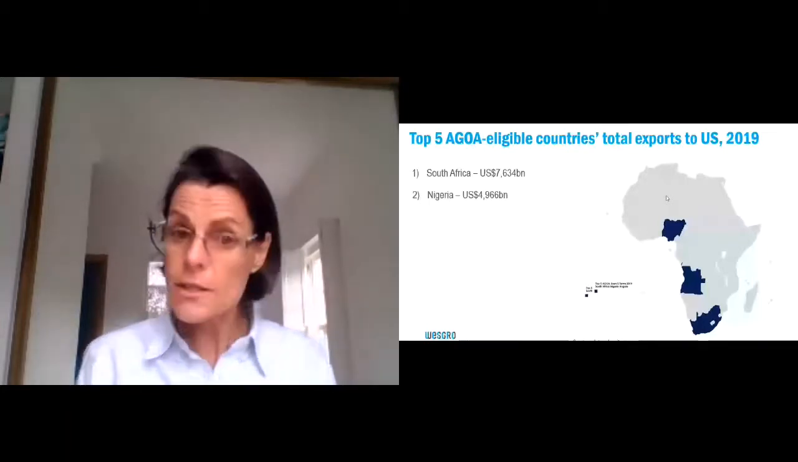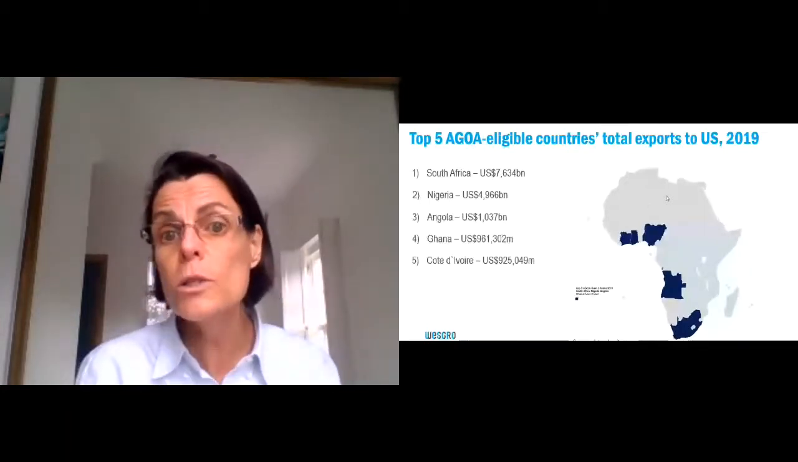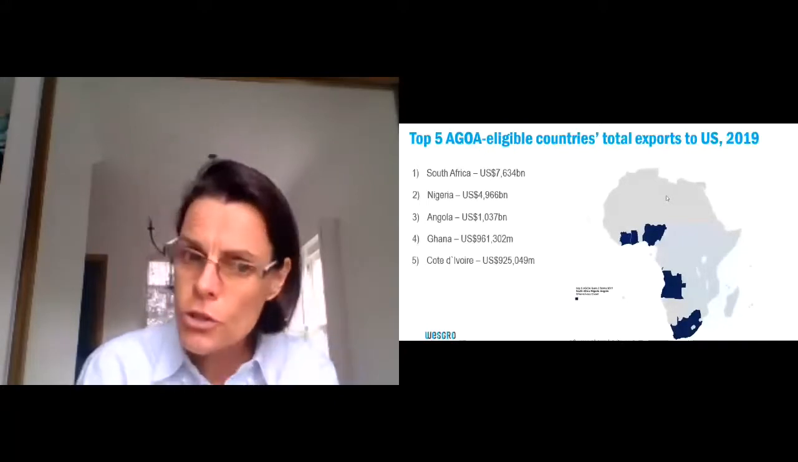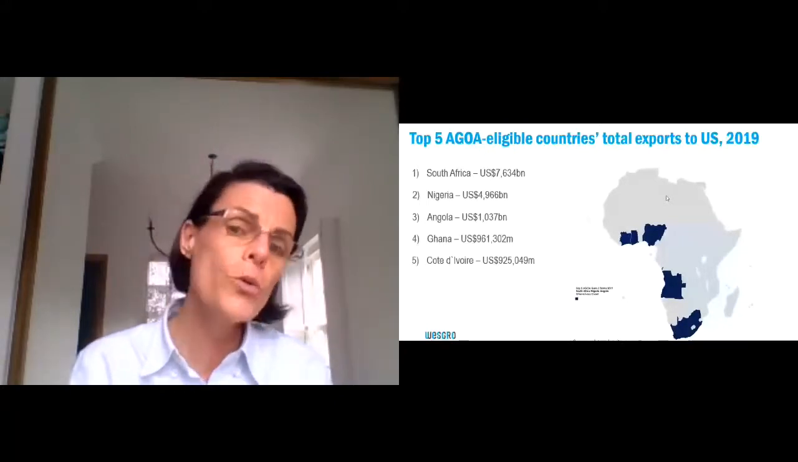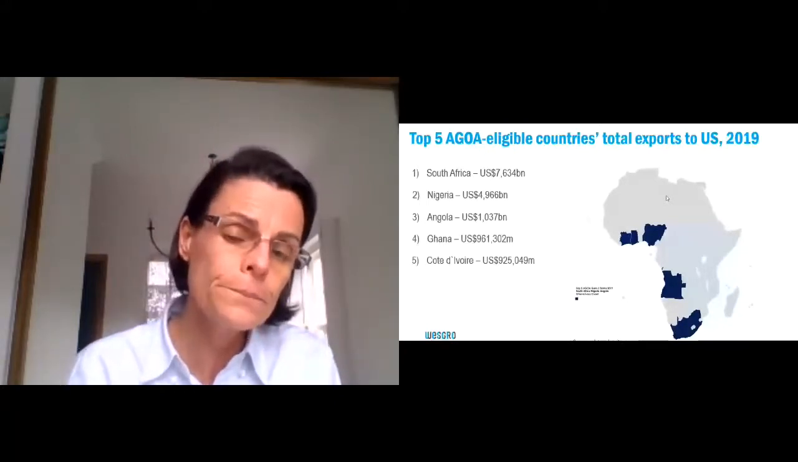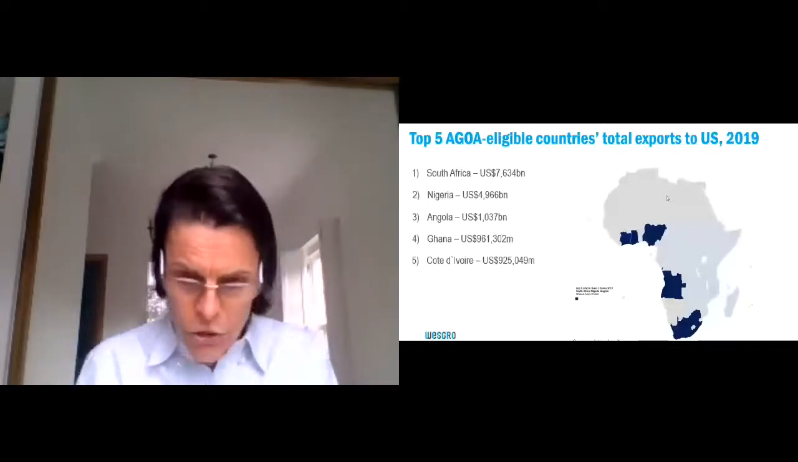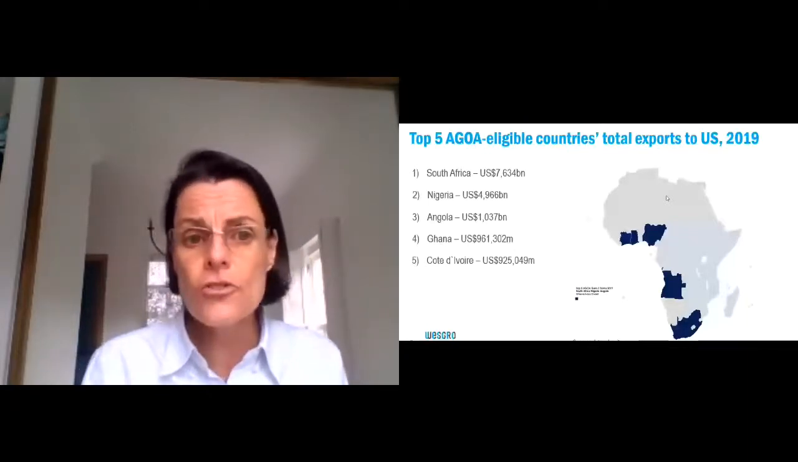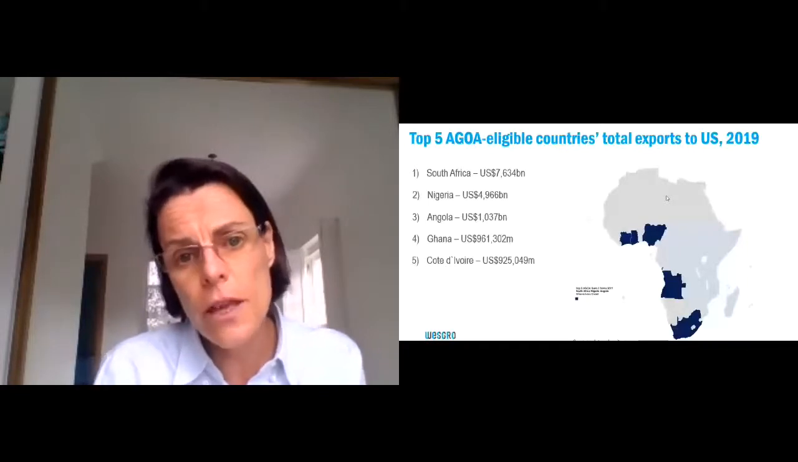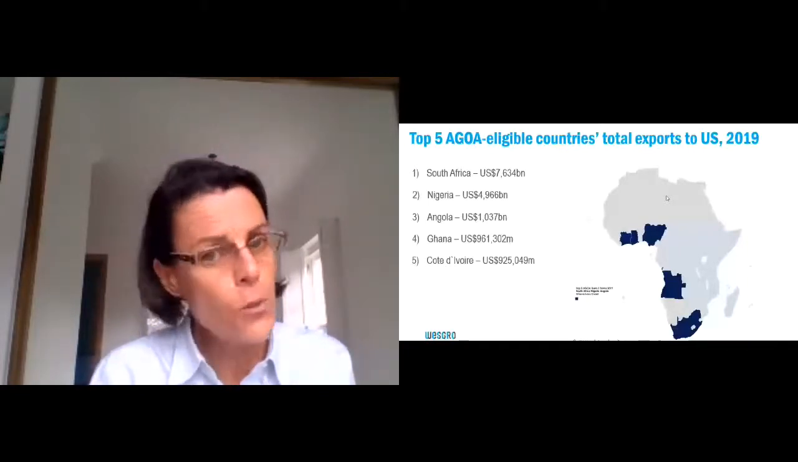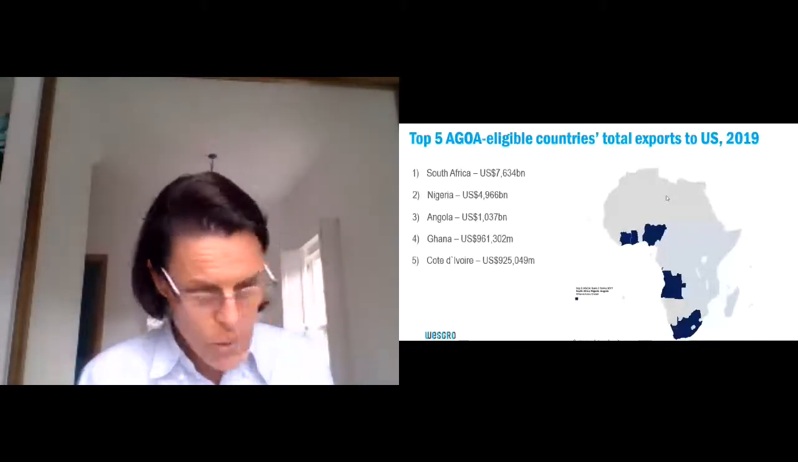Just to make a point here, this is not just under Agoa, this is under all special import programs to the US. So it's across the board, all import programs, and certainly all products as well. And within each country, depending on the diversity of their economic base, a wide variety of products certainly are exported to the US as well.